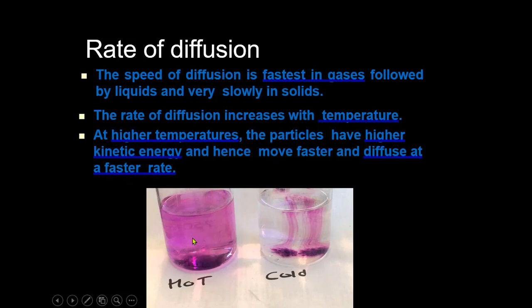So again, just like gases, because it's hot, there's more energy between its particles and things would move around faster in here. As compared to a beaker of cold water, those particles have a lot less energy and anything between it will move around a lot slower.